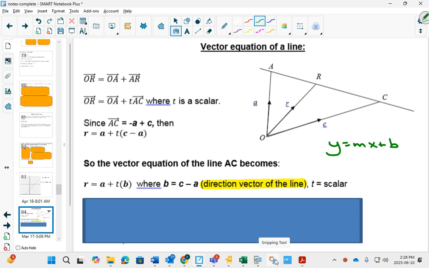You know about y equals mx plus b. It's a straight line in 2 dimensions. The b is your y-intercept, and your m was the slope. And that equation found every single point on that line.